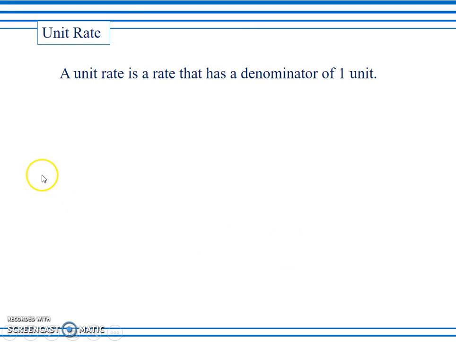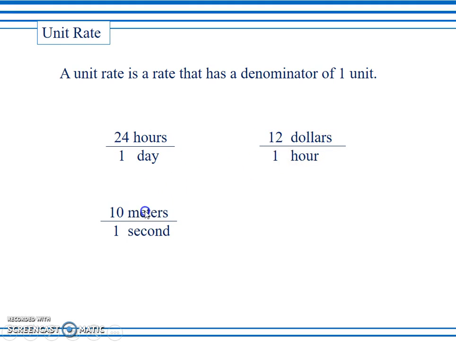Okay, so let's talk about unit rate. A unit rate is a rate that has a denominator of 1 unit. So you might have 24 hours in 1 day. That's a unit rate. $12 per hour. That's a unit rate. 10 meters per second. And 162 games per year. Those are all unit rates. They're rates because they involve time, and they're unit rates because the denominator is 1 unit.